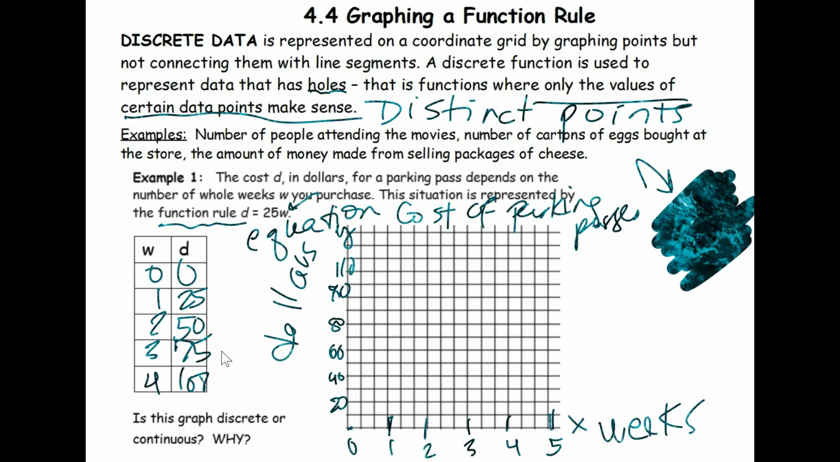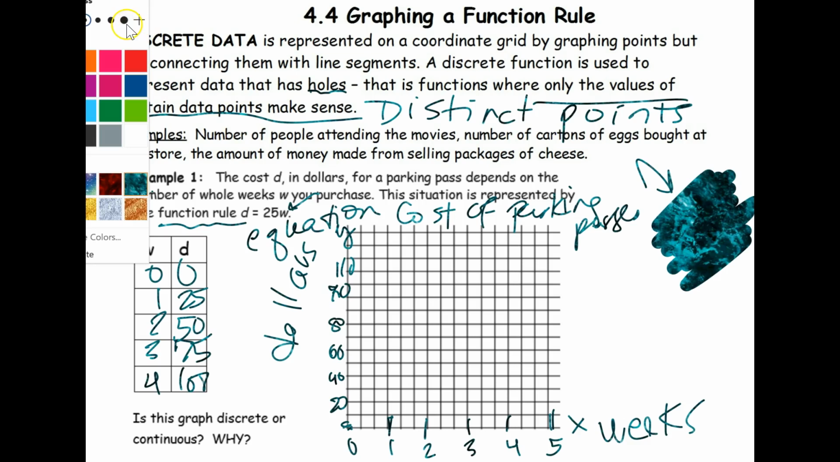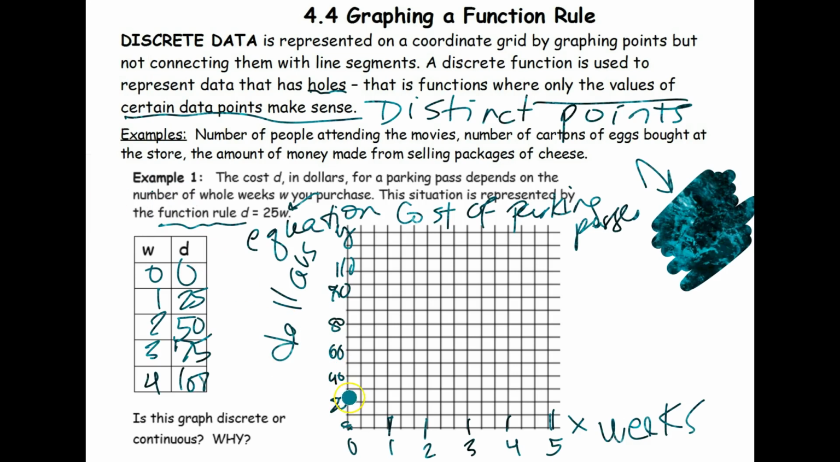All right, so now let's graph. So we have 0, 0. Right here we have, let me get my little cheat tool. Y'all ain't ready. Look at that. 0, 0.